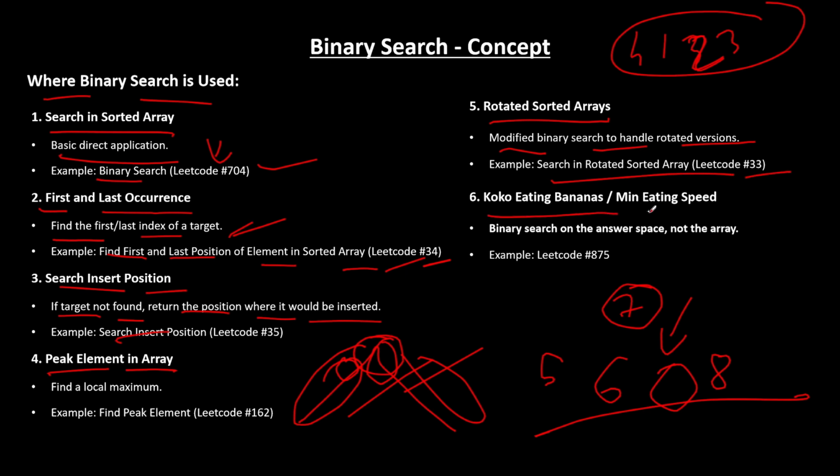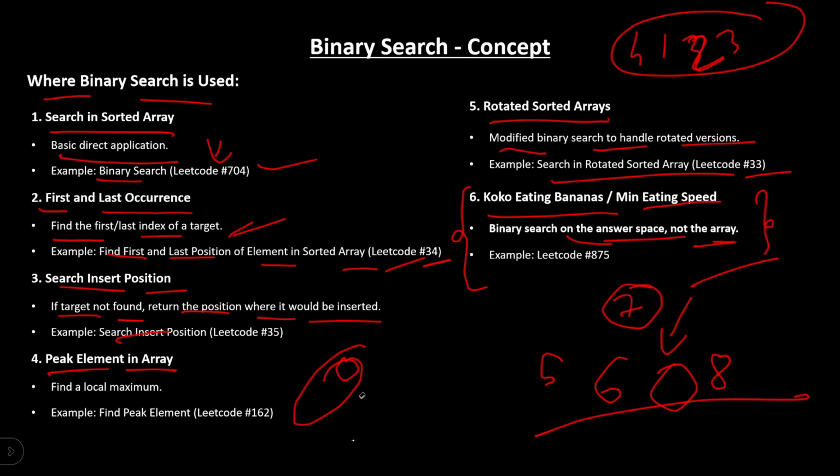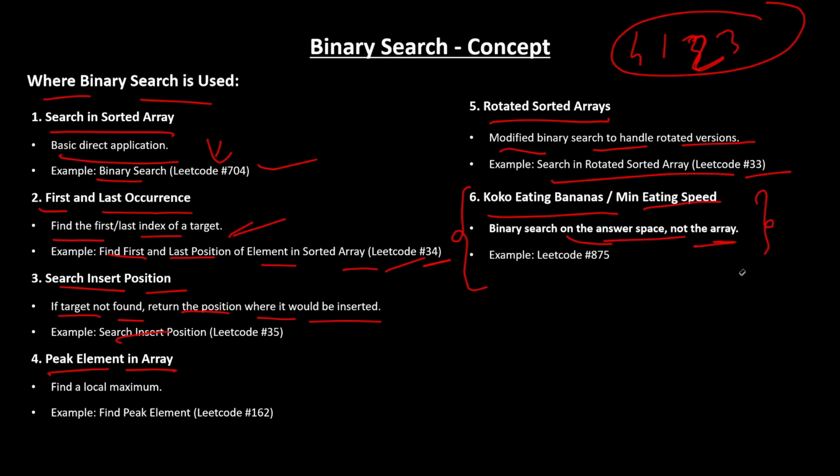Koko eating bananas, or minimum eating speed. This is the most common and most important question to understand binary search on answer space, not the array. You have to figure out by yourself what could be the range of binary search rather than depending upon the array. Like you have to assume that the search space will be n or it would be 6 or whatever, depending upon the answer. Fine. So I hope you understood the binary search concepts. Let's move to the next slide.